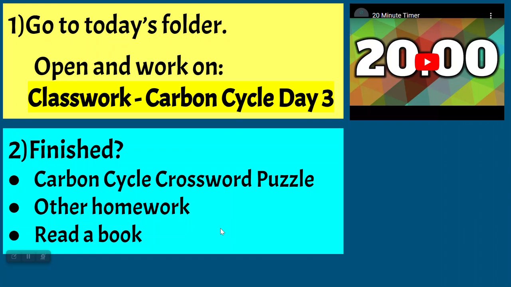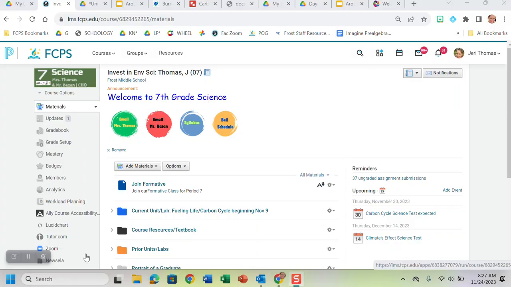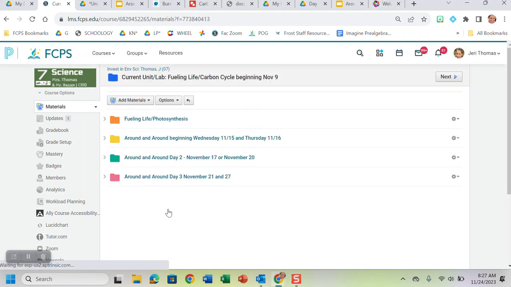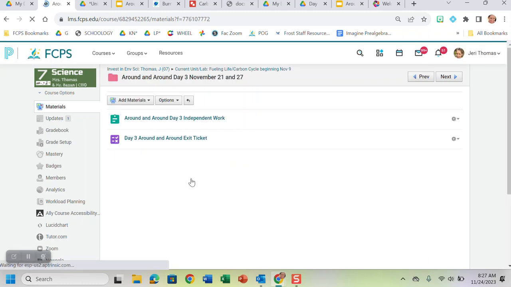You can pop back in and think about doing your exit ticket. All right, so just to make sure you can find that independent work, you're going to go into your Schoology, whichever class period you have science, click on Current Lab, and we are on our pink day, which is day 3. So you'll see that we have an around and around independent work slide deck.